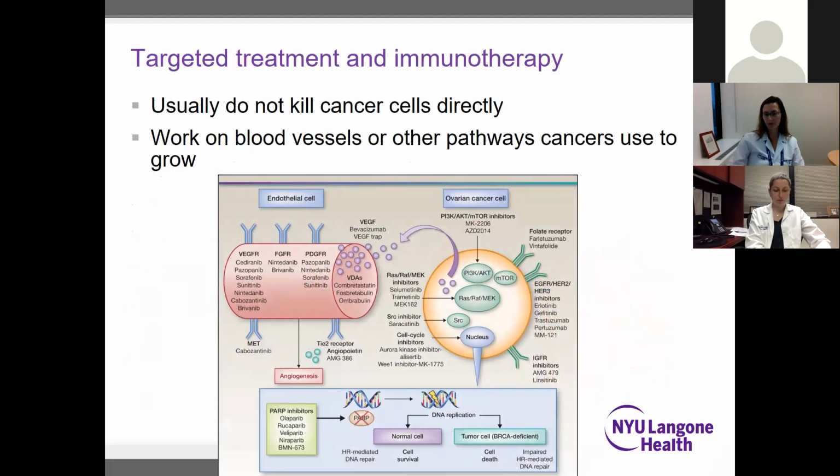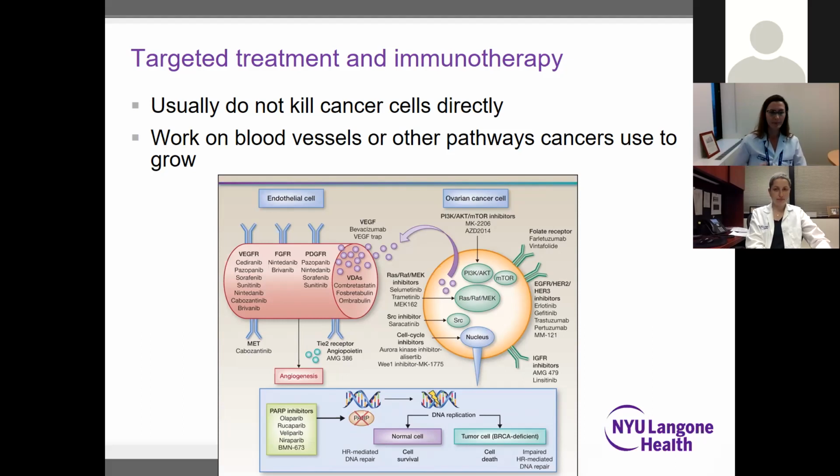Targeted treatments and immunotherapy. These are treatments that don't necessarily kill the cancer cells directly, but might work on other pathways. We know that cancers are very tricky, and they have a lot of different ways that they support themselves. Sometimes that's through growing their own blood vessels, and so some targeted therapies work directly on blood vessels. And as we're learning more, we're finding more and more targets so that we can find more specific drugs for each person's type of cancer.